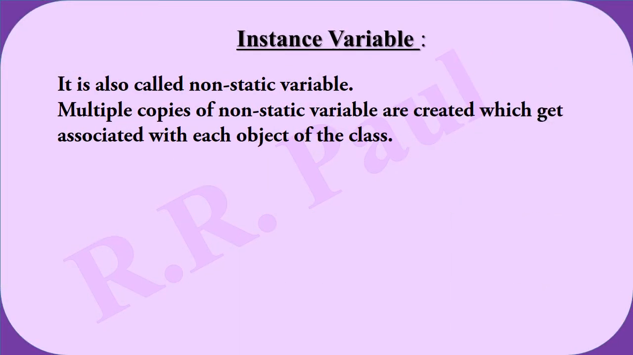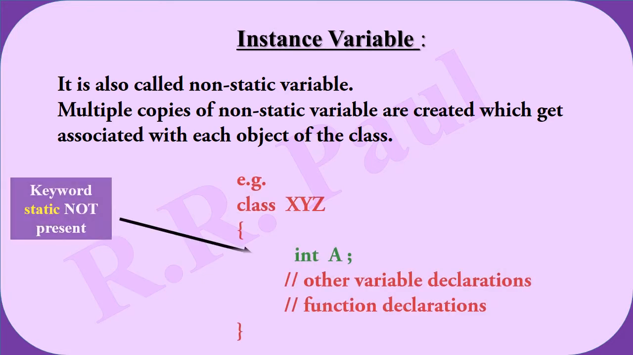On the other hand, an instance variable is also called a non-static variable, and multiple copies of a non-static variable are created in RAM. And these multiple copies get associated with the objects of the class. Let us see this example.